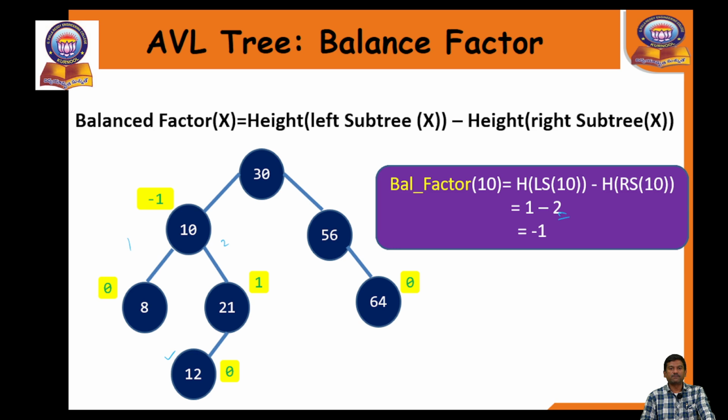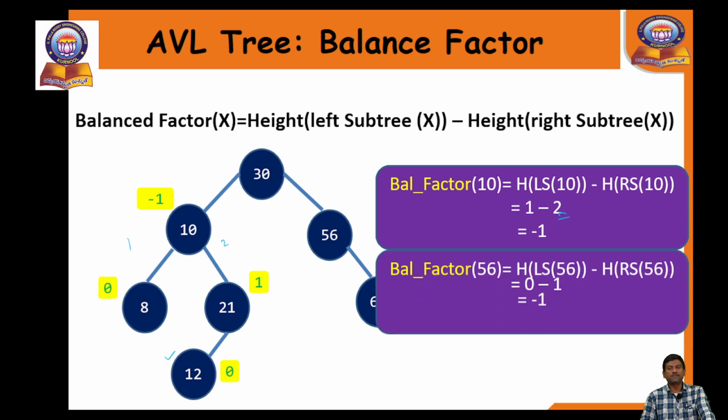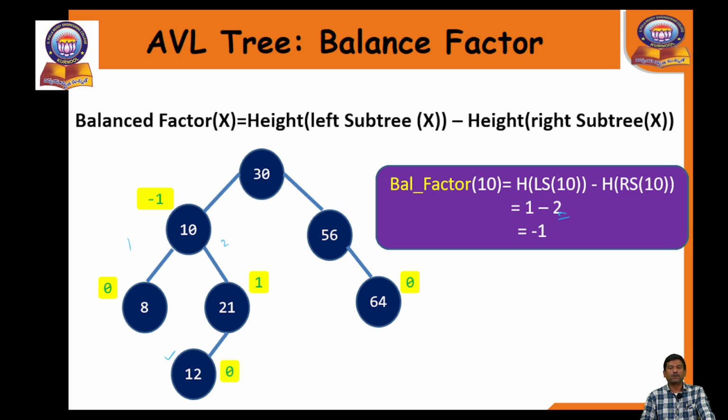So in the same fashion, find the balance factor of node 56. How do we find the balance factor of node 56? Height of the left subtree: do we have any left subtree? We do not have, that is 0. Minus, what is the height of the right subtree? Since there is one level down, 1 will be the height for node 56. So 0 minus 1 will be equal to minus 1. And that is how we can say for node 56, the balance factor is equal to minus 1.